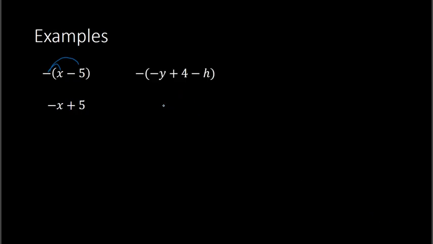Next example, we have negative, and then parentheses, negative y plus 4 minus h. So this negative goes to everything in the parentheses. So basically we're just changing the sign of everything inside the parentheses. So a negative y would be a plus y, a negative and a positive 4, negative and positive would make a negative 4, and then minus a negative h, that would become a positive h. The two negatives make a positive. So my simplified form would be y minus 4 plus h.